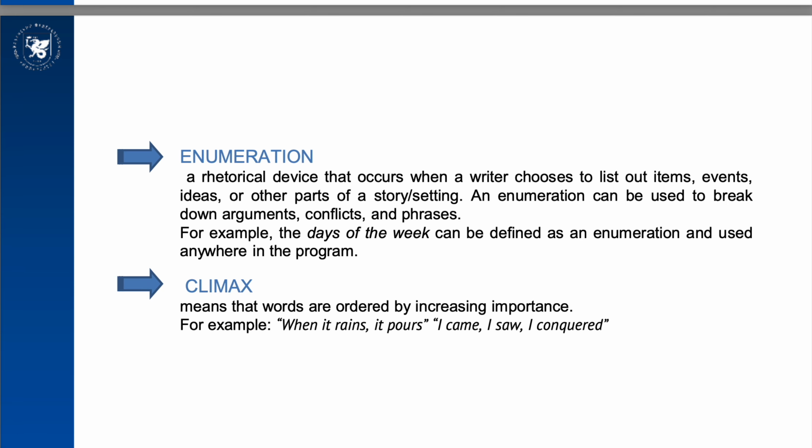Okay, next, enumeration and climax. Enumeration is a rhetorical device that occurs when a writer chooses to list out items, events, ideas, or other parts of a story setting. Enumeration can be used to break down arguments, conflicts, and phrases. For example, the days of the week can be defined as an enumeration. Climax means that words are ordered by increasing importance. For example, when it rains, it pours. I came, I saw, I conquered. Okay, good.